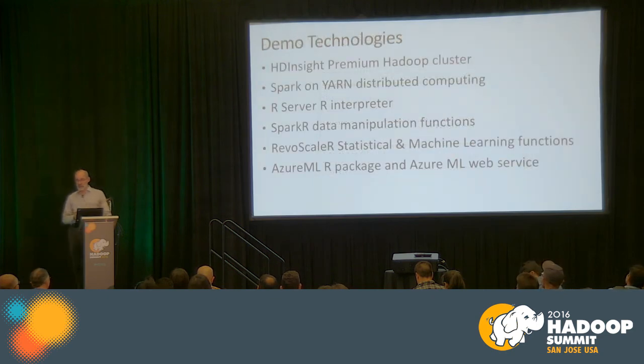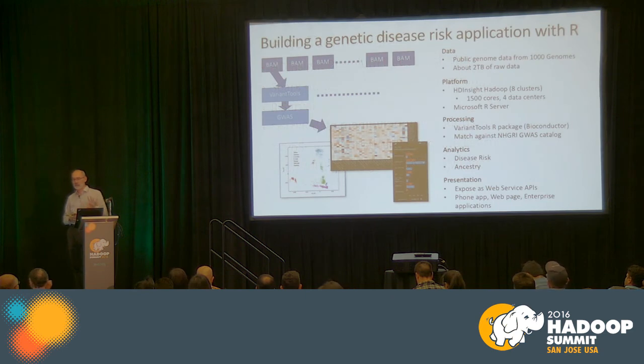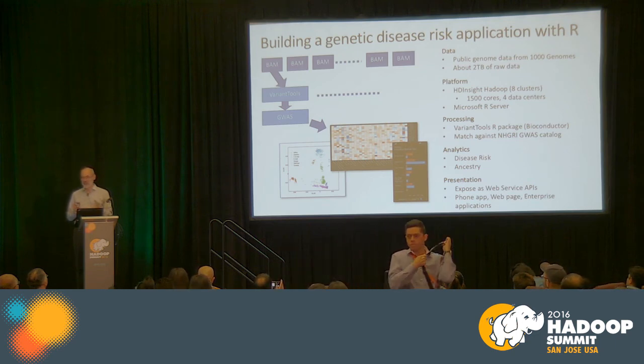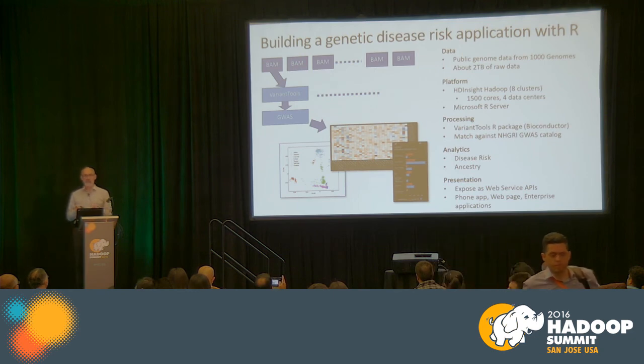So I'm running out of time. I'll quickly move on to one other example, which is a genetic disease risk example. And the reason why I'm even mentioning this example is, besides it being an interesting example, it's a good example of the fact that this applies to really any R functions out there. This genetic disease risk calculation was done using a package called Variant Tools, which is an R package provided in the Bioconductor repository. And this Variant Tools package was written without any knowledge of R server or Hadoop or the cloud. But because we have functions in R server to run any R function in parallel in Hadoop, we can run this now at scale.